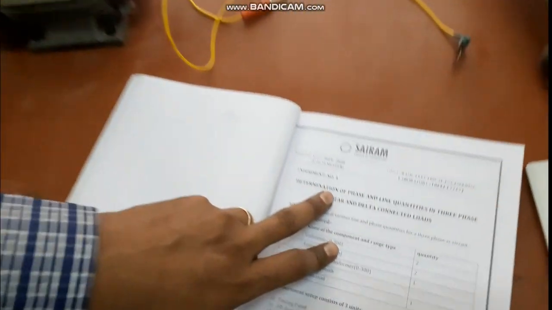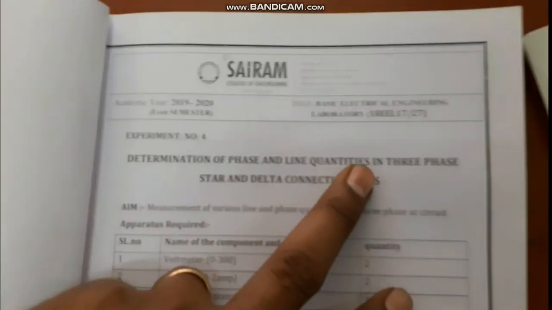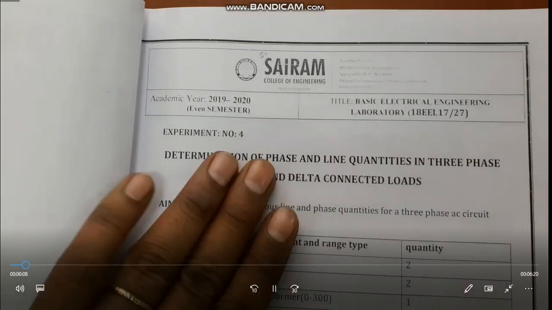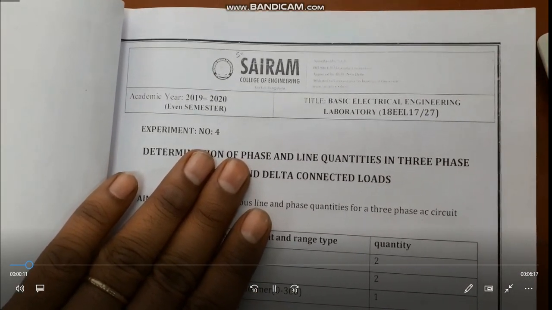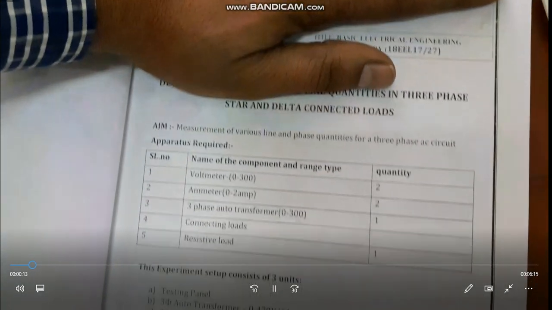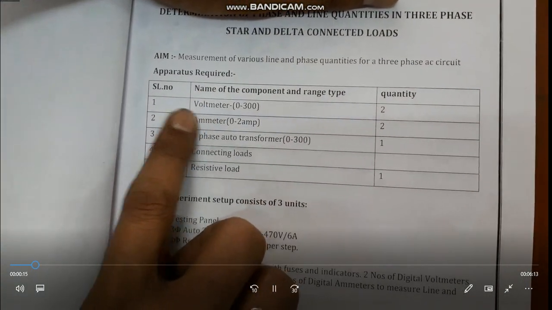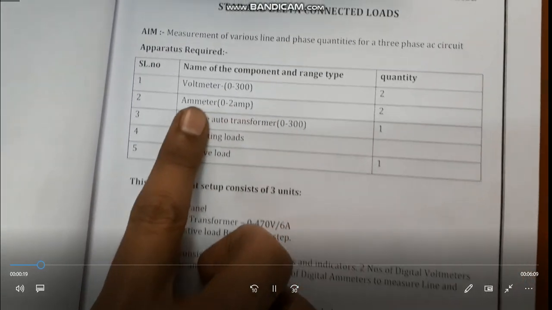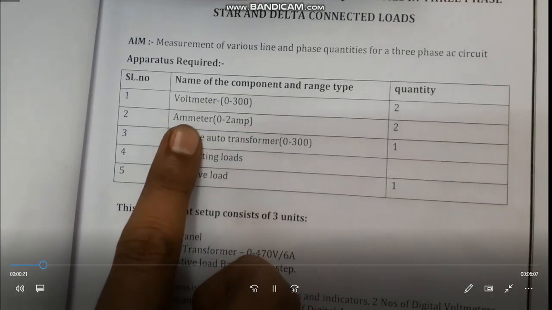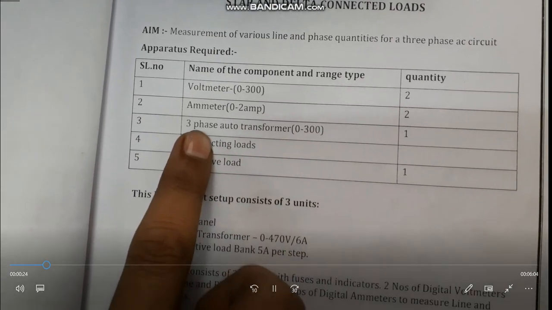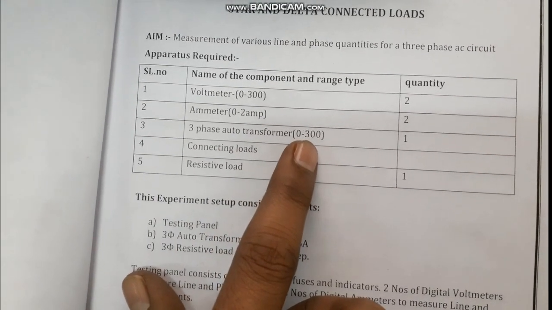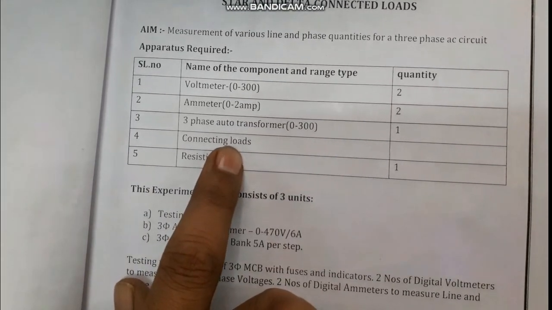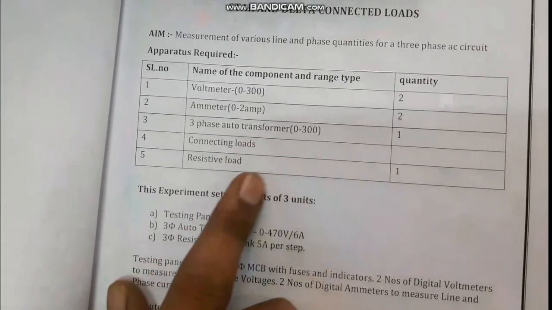Good morning students. Today we are going to conduct an experiment on determination of phase and line quantities in three-phase delta connected load. To conduct this experiment, it requires the following apparatus. Two voltmeters are required whose rating is 0 to 300 volts, and two ammeters are required whose rating is 0 to 2 amperes, and one three-phase auto transformer is required with the rating of 0 to 300 volts, and as connecting load, one three-phase resistive load is required.